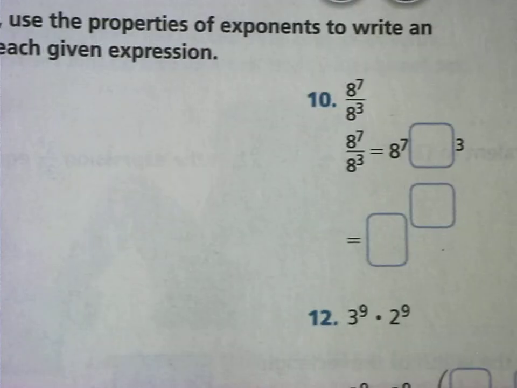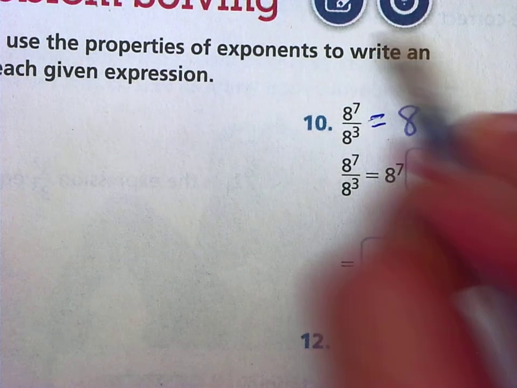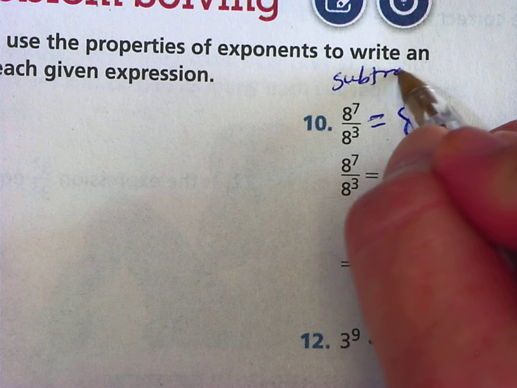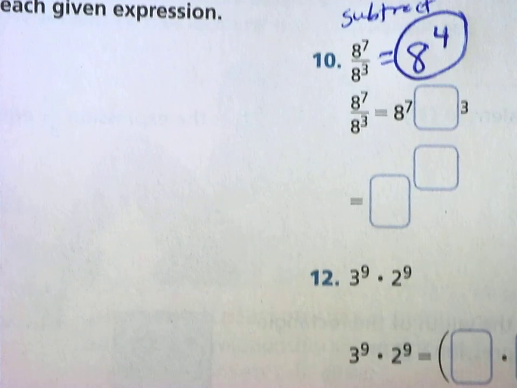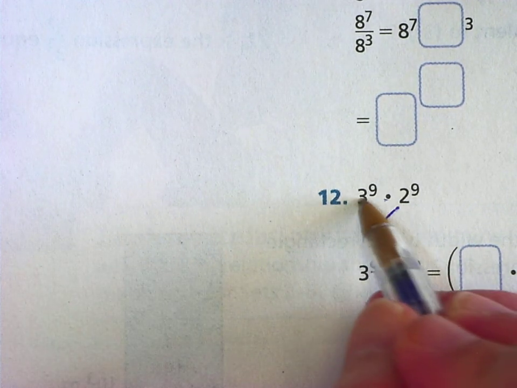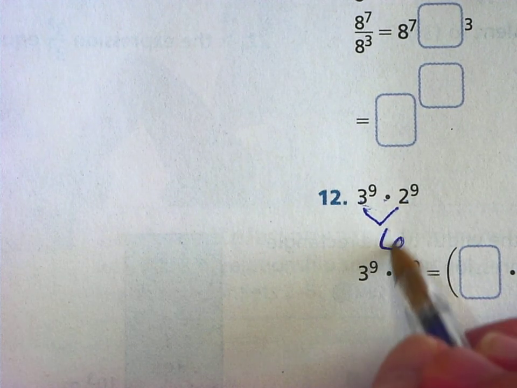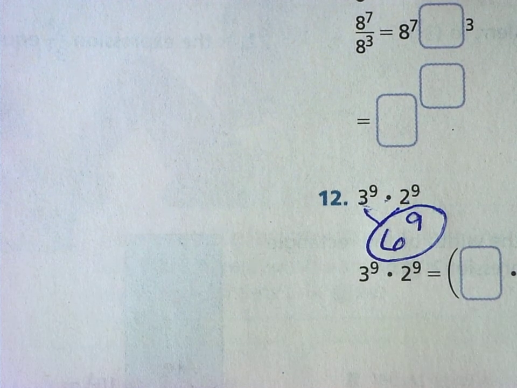Okay, let's take a look at these right over here. This is dividing the same base. Keep your base and subtract your exponents. 7 take away 3 would be 4, 8 to the 4th. And now this time your bases are different in this multiplying problem. So you're going to multiply your 2 different bases. 3 times 2 is 6, and keep that exact same exponent of 9, 6 to the 9th power.